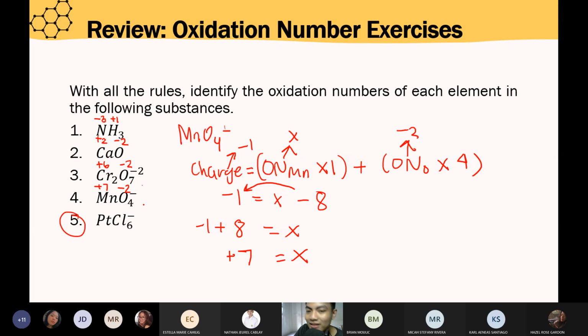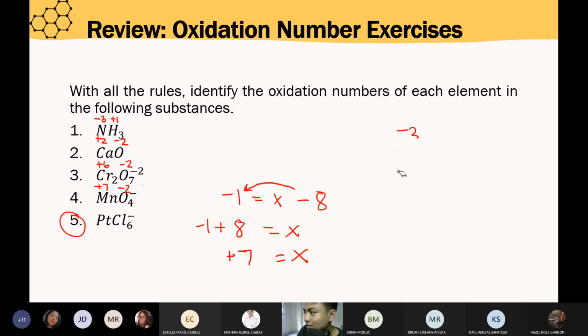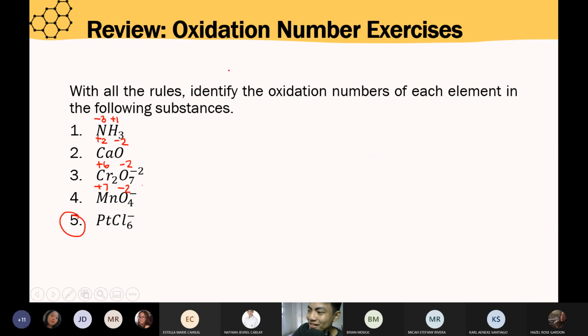Okay, so yeah, it's always -1. Okay, pag group 7, madalas -1. Di ba madali lang? Pero tandaan nyo, wala pa tayo sa main topic. Wala pa tayo sa main topic. This is just precursor sa main topic. Yes.